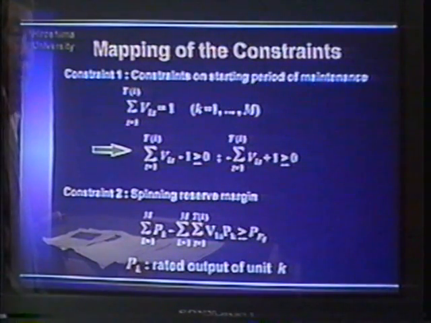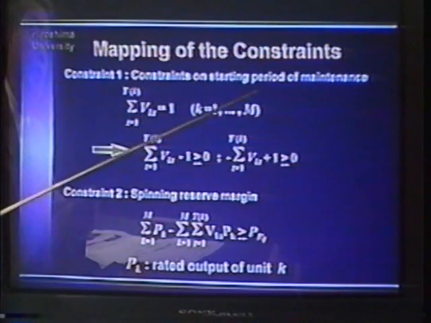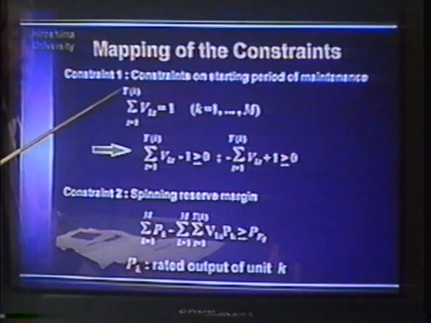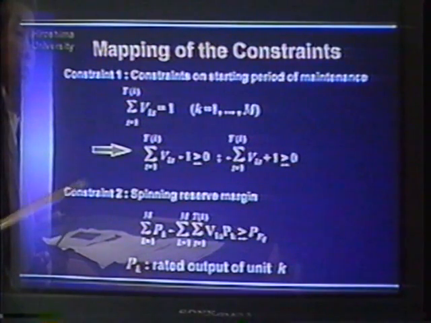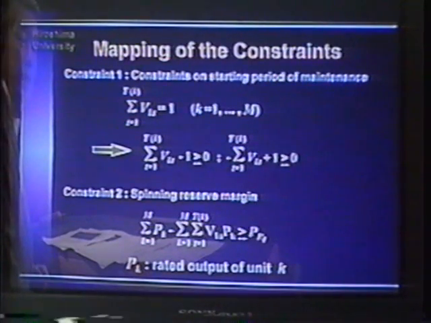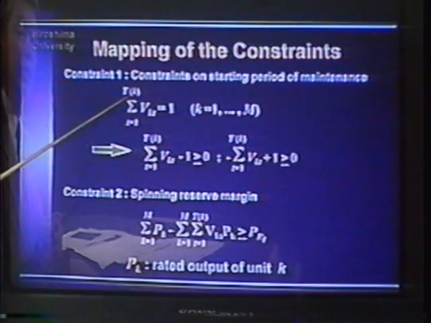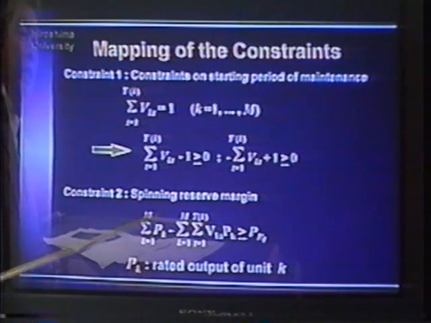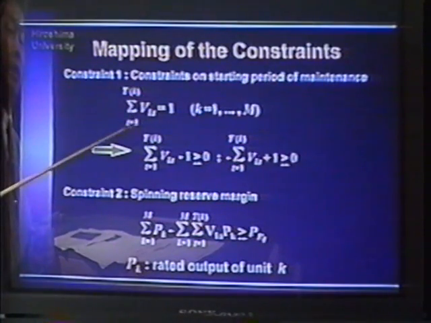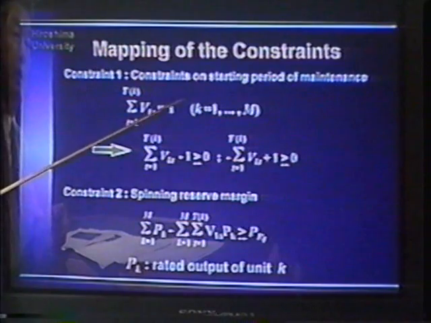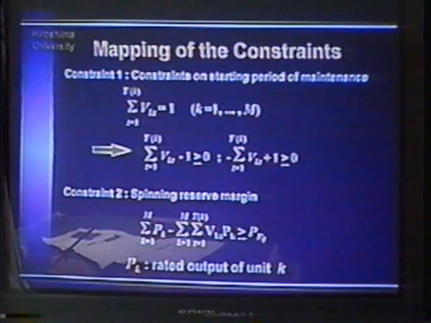So we skip through very quickly the mapping of the constraints. The first constraint is the constraint on the starting period of maintenance. So in that way, this T of K means from period 1 to period T, this particular unit must start its maintenance work. And so this means there are TK neurons, but the sum of TK neurons, the output is unity. That means only one neuron must fire, and that means a fired neuron shows the starting time of the maintenance work. And this is an equality constraint that we haven't shown before.